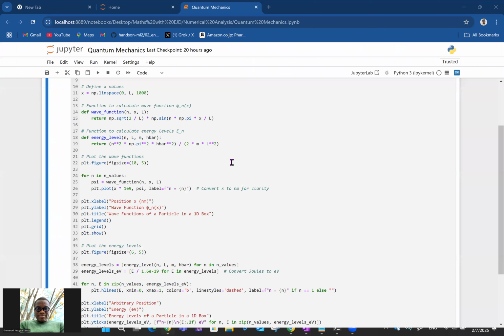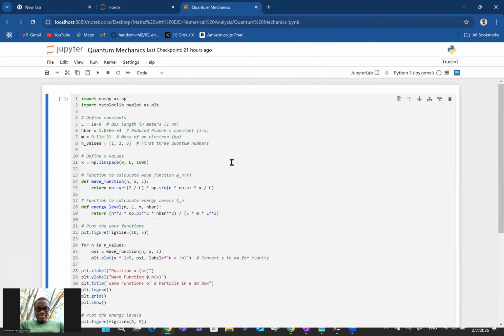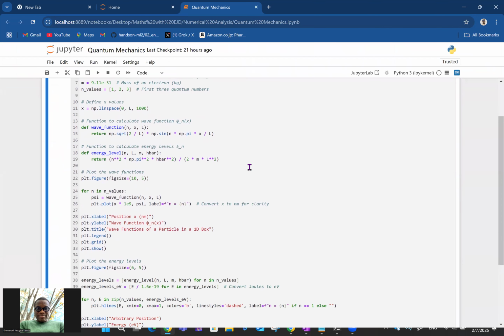Okay, yeah, this is what this looks like. So we are talking about a quantum application of eigenfunctions. We have all the necessary things defined: the box length in meters, 1 nanometer, the h bar, that's the reduced Planck's constant, and the mass of an electron, which is 9.11 times e raised to minus 31. Then we have the energy levels 1, 2, 3. You can place as many levels as you want to think about. Then we have the value of x, defined from 0 to the full length in 1000 divisions for easy visualization.